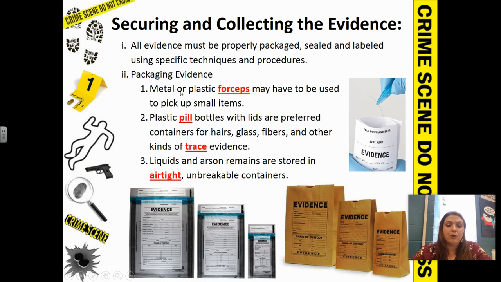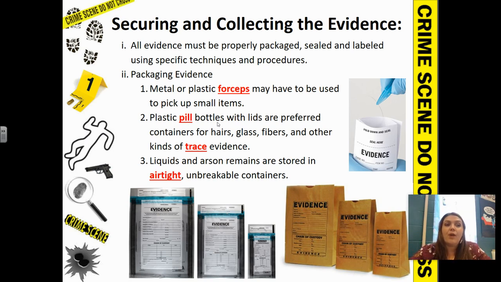So packaging evidence: metal or plastic forceps. See this guy, he's using forceps, they're tweezers. They're glorified big tweezers, but they're called forceps. They may have to be used to pick up small items, so hair, fibers, pieces of glass. Plastic pill bottles with lids are preferred containers for hairs, glass, fibers, and other kinds of trace evidence. So anything that's really small, we prefer to put in pill bottles because then they're less likely to fall out.